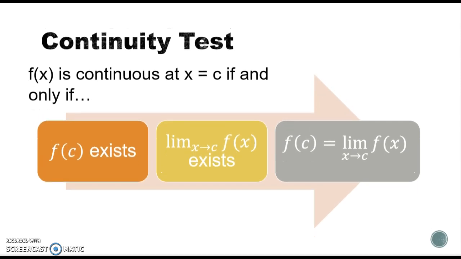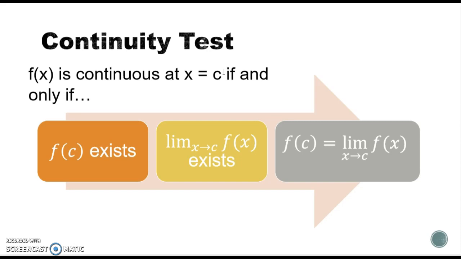So the continuity test has three parts. It's a test at a particular x coordinate. So f is continuous at x equals c if and only if, and these three things have to be true: the function has to exist; the limit as x approaches c of f of x has to exist; and those two things also have to match.